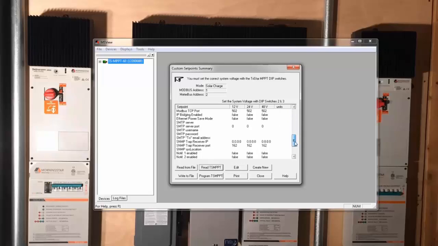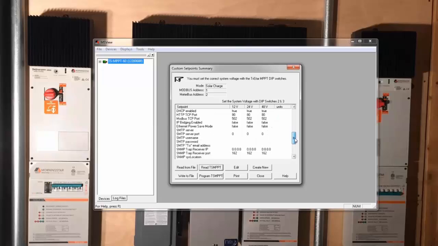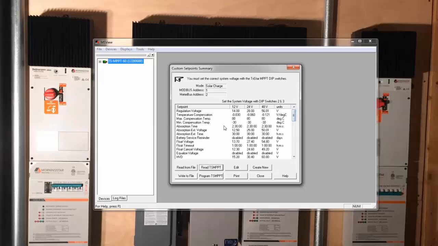You can review your custom settings and make any changes you need to. Start with the regulation, that's the absorption voltage, compensation, and it goes through every setting, including the LED settings, and then communication settings, and the notifications, and then the daily log settings. So this gives you an idea of what settings you have right in a quick view. And then it automatically shows you the 24 volt and 48 volt adjustments if you have it set for that voltage.